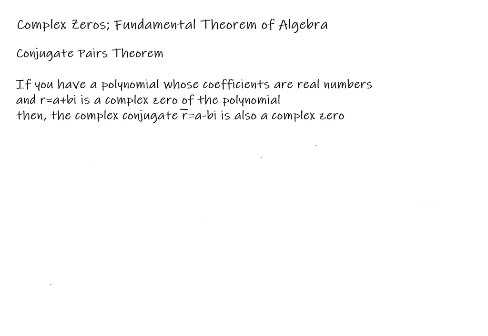We have the conjugate pairs theorem, which basically says that if you have a polynomial with real number coefficients, and you have a complex zero of the polynomial, r, which is a plus bi, then the complex conjugate r bar, which is a minus bi, is also a complex zero. We know this to be true because if the coefficients are real numbers, they cannot have any imaginary portions. And any imaginary portions in our roots have to multiply with a complex conjugate so that they cancel out with each other.